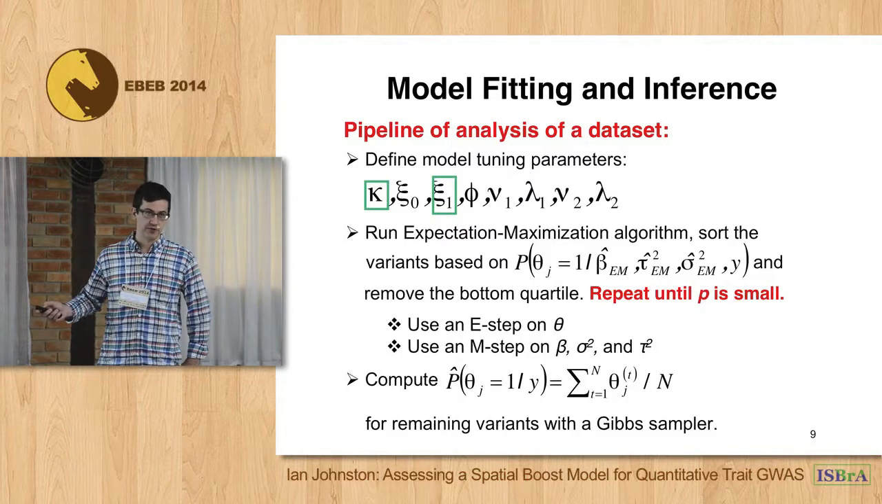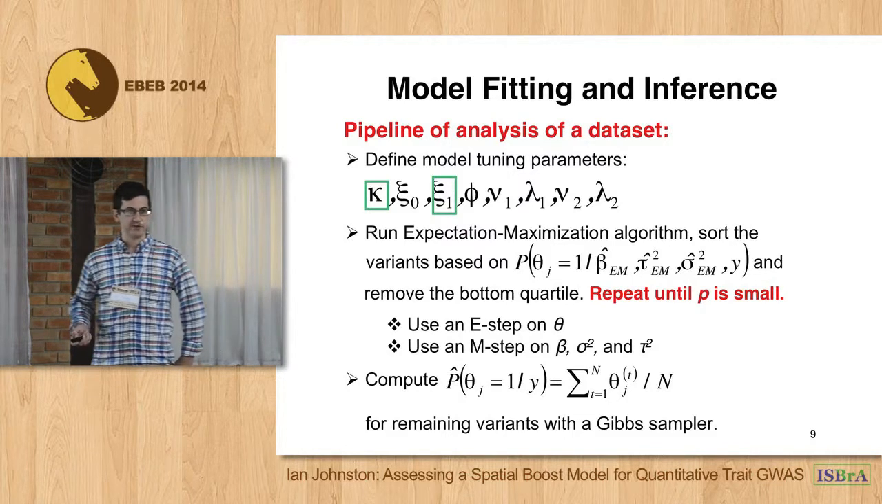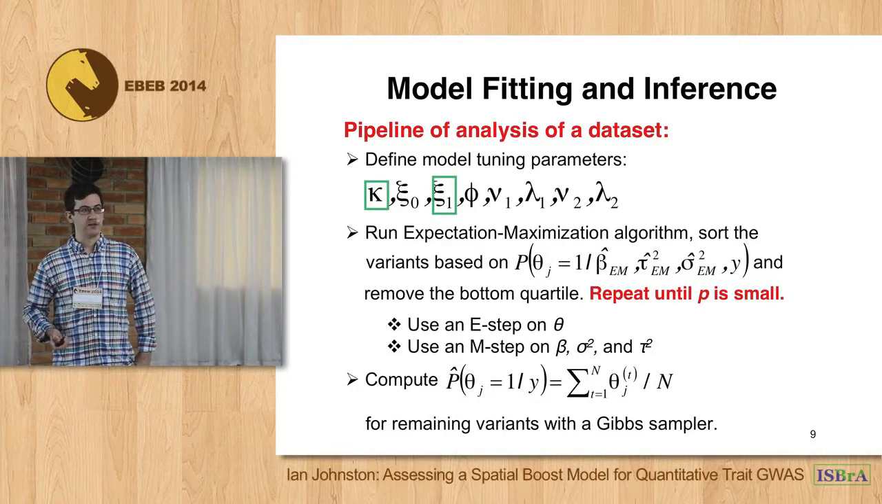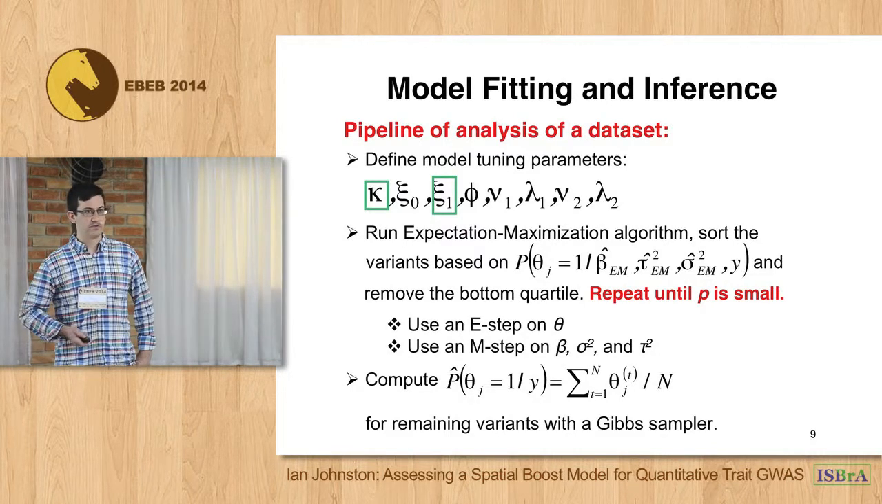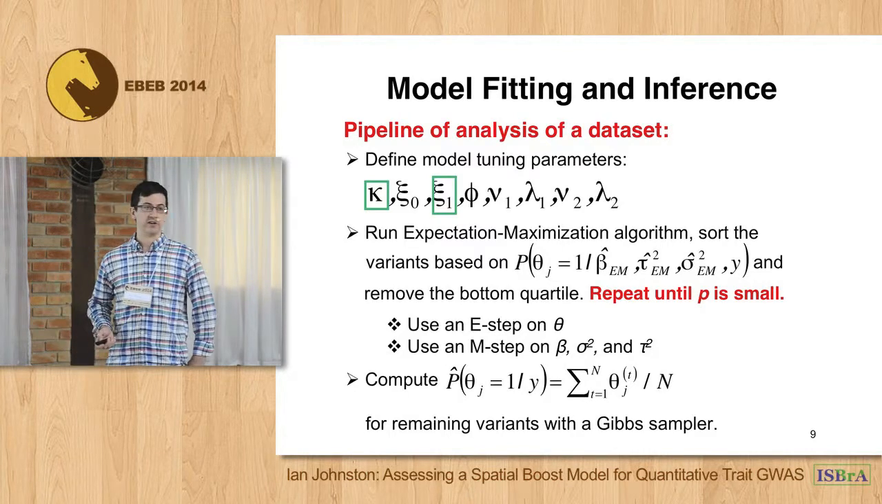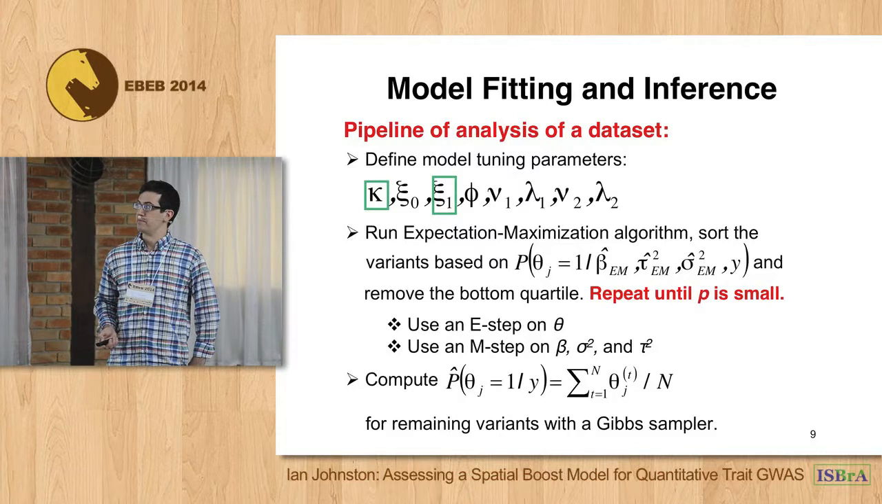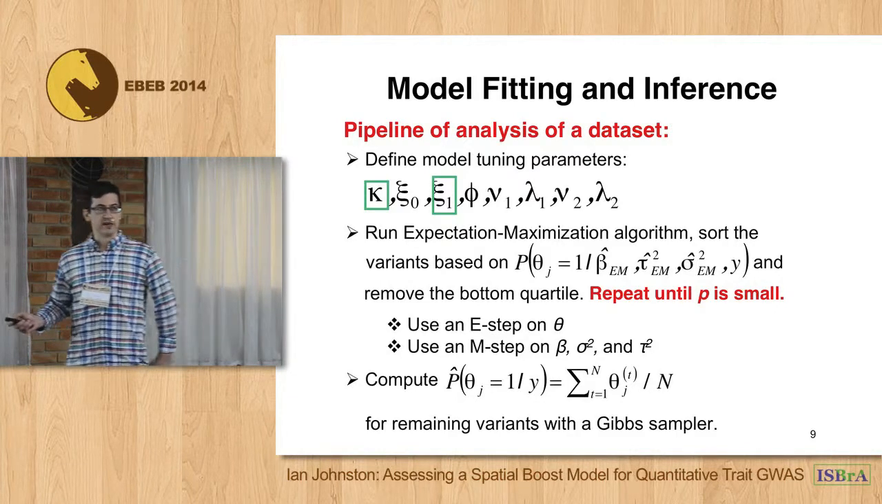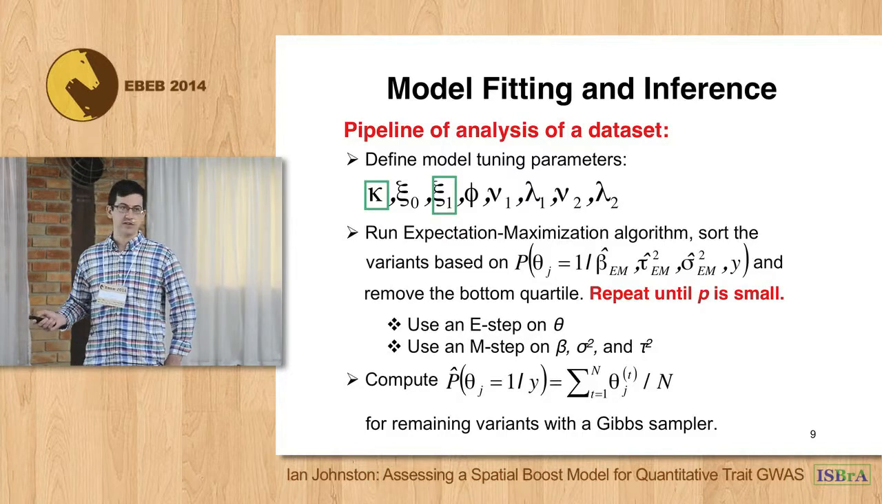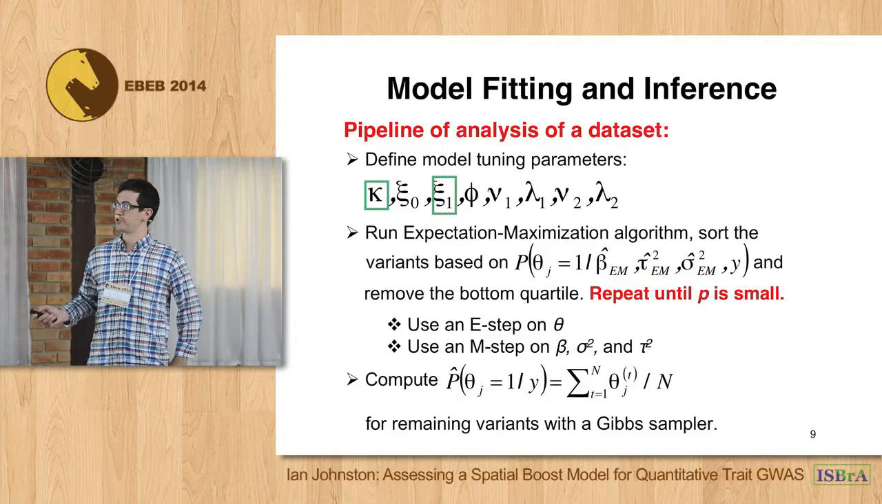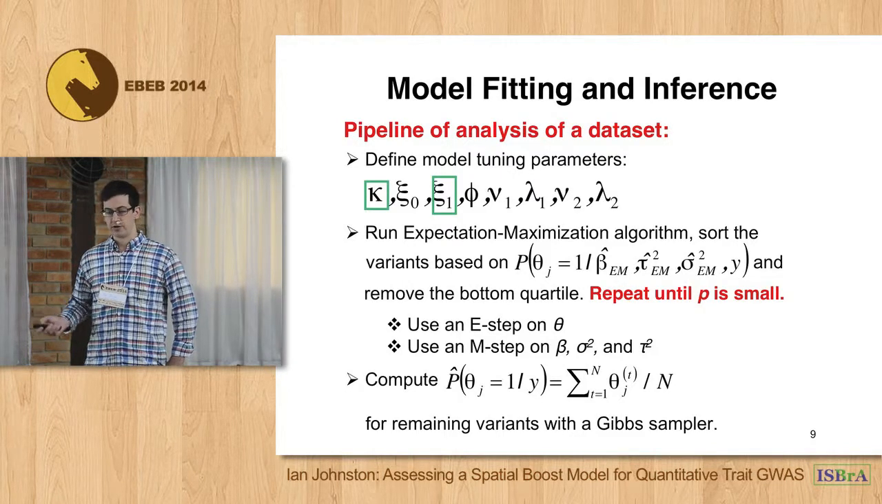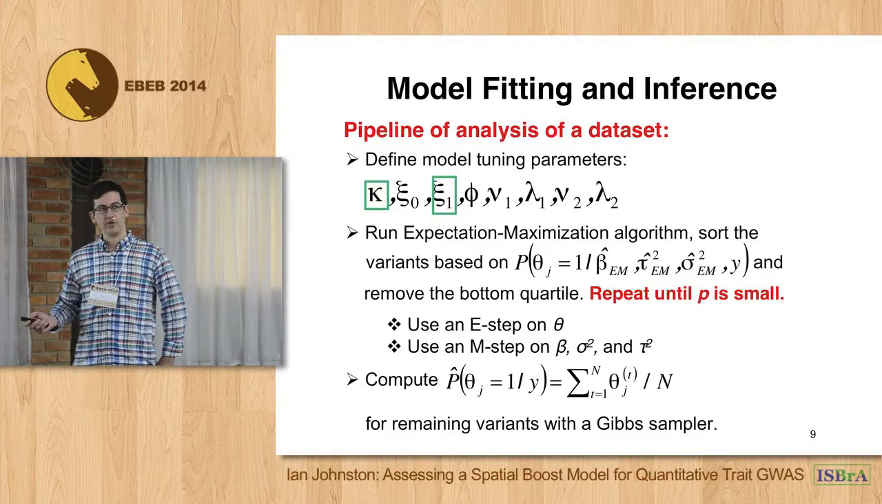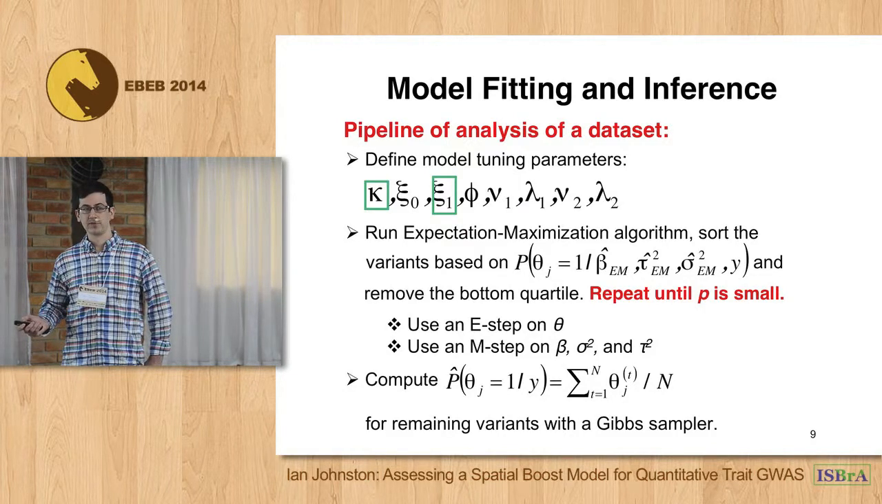But once we define all the model tuning parameters, the next step is to actually fit the model. And if you try to run a Gibbs sampler with all of the markers, all of the variants, it's very, very slow. The solution we've come up with to overcome that obstacle is this. We have an expectation maximization algorithm. We run this on our data set, and we build the conditional posterior probability estimates, conditional on the final results of the EM algorithm. We rank, we sort all of the variants based on these values, and we remove the bottom quartile. So it's a filtering step.